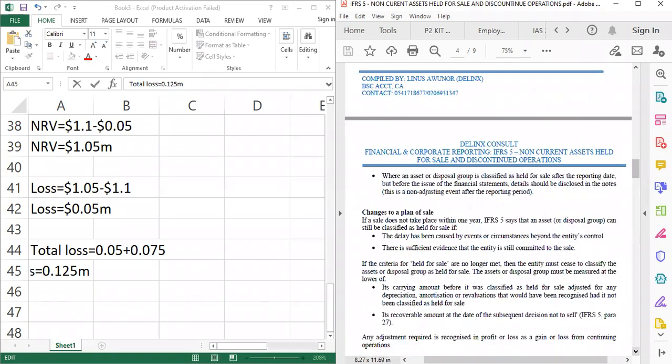Let's look at disposal groups. Okay, before we move on, let's come to when there is a change to a plan. The standard says that when an asset is classified as held for sale, the sale should be within 1 year. But sometimes management will not be able to sell the assets after 1 year. If you're not able to sell the asset after 1 year, the rule is that you should reclassify the assets.